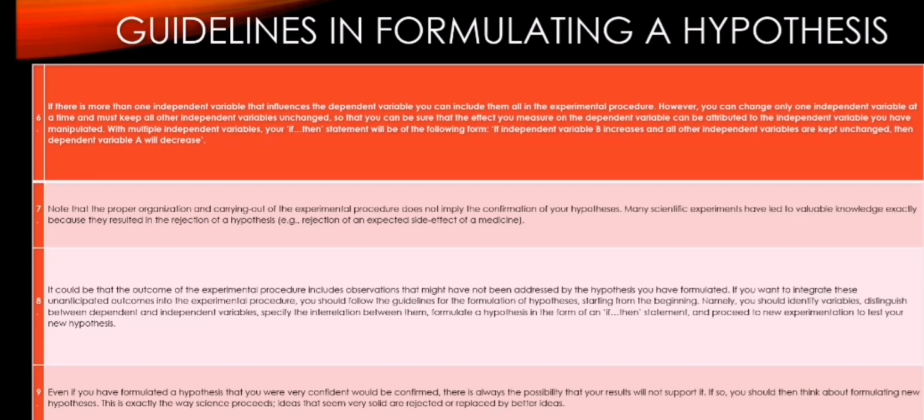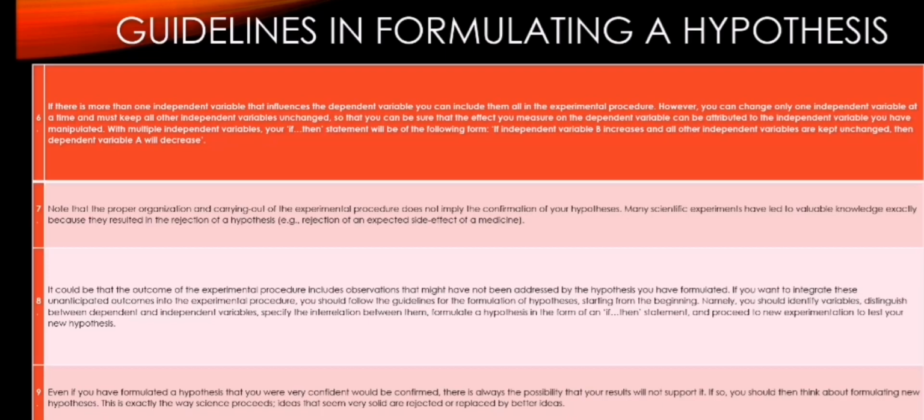Number 6. If there is more than one independent variable that influences the dependent variable, you can include them all in the experimental procedure. However, you can change only one independent variable at a time, and you must keep all other independent variables unchanged so that you can be sure that the effect you measure on the dependent variable can be attributed to the independent variable you have manipulated.